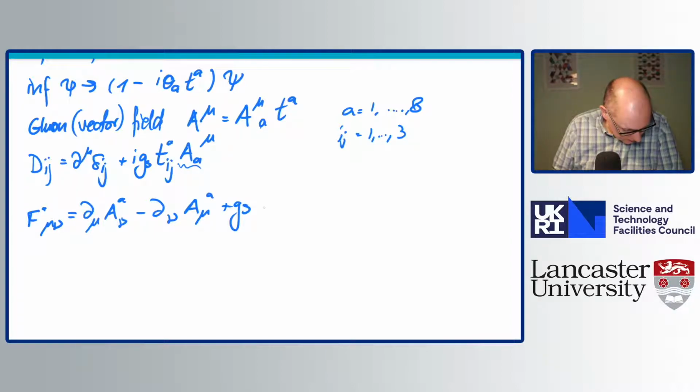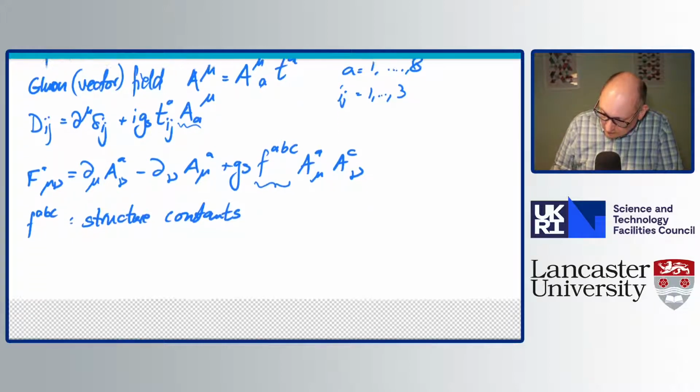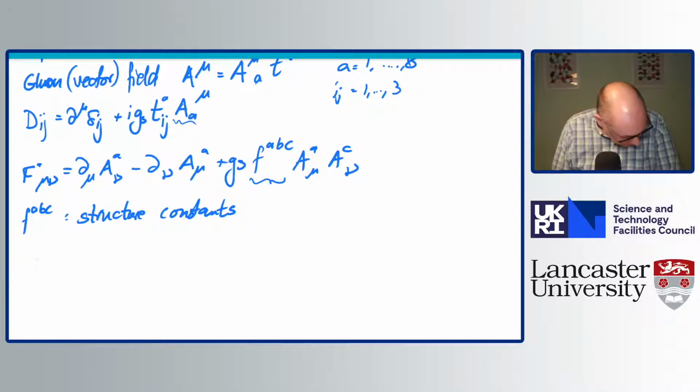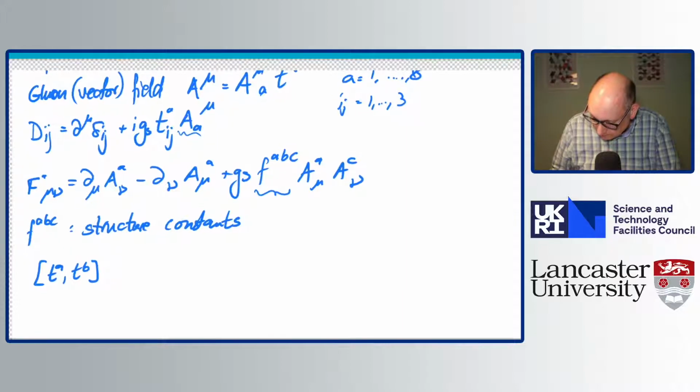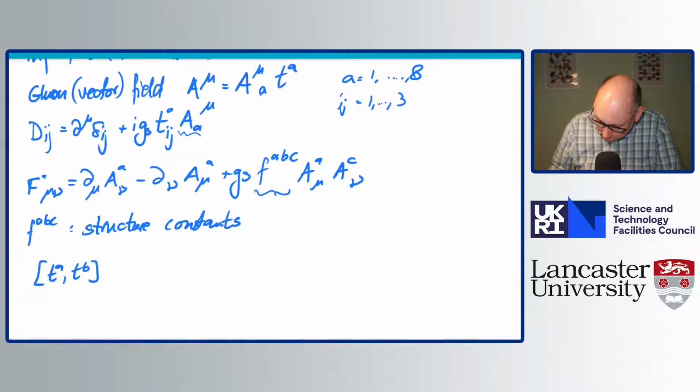plus g_s f^{abc} A^b_μ A^c_ν, where these f^{abc} are so-called structure constants of the gauge group. So f^{abc} are defined by the commutator between the matrices that live in the representation of the fermions, the 3x3 matrices that act on the colored fermion field. We say the commutator of T^a and T^b is i f^{abc} T^c.